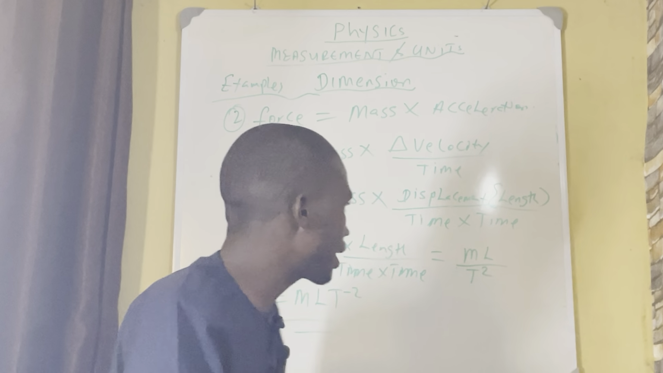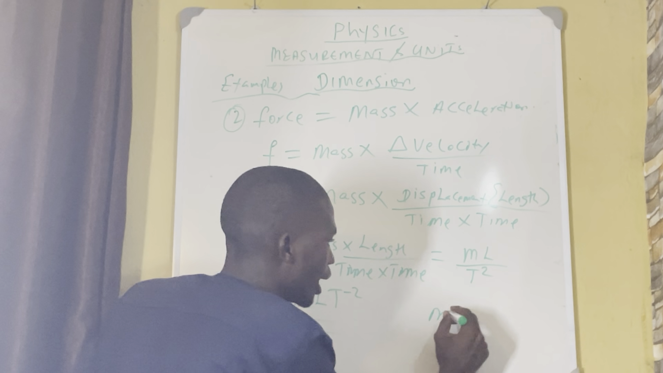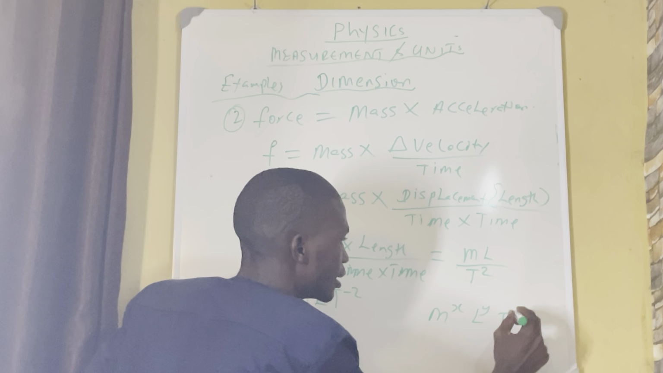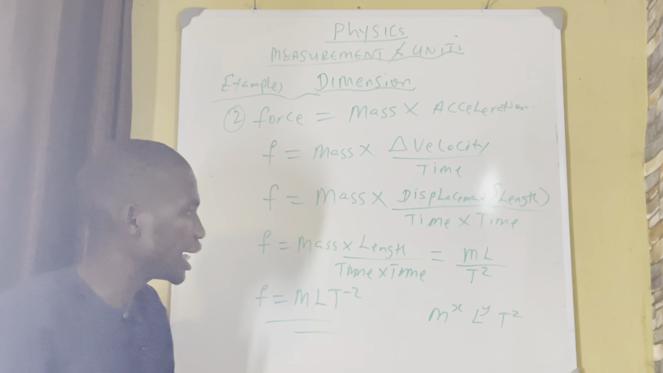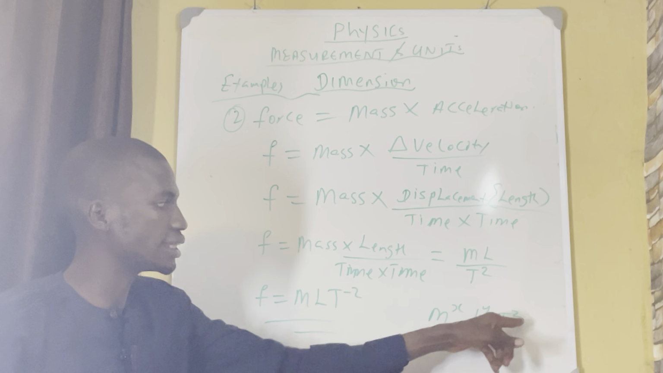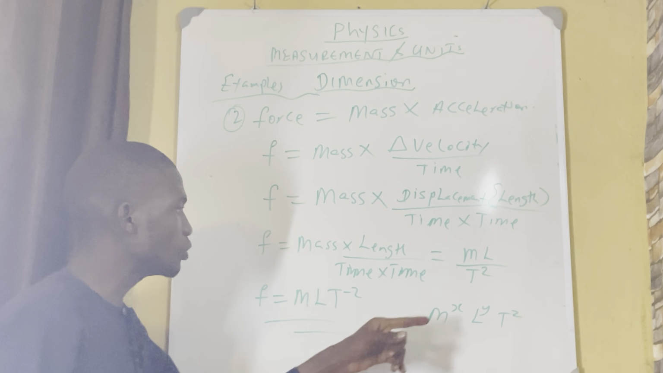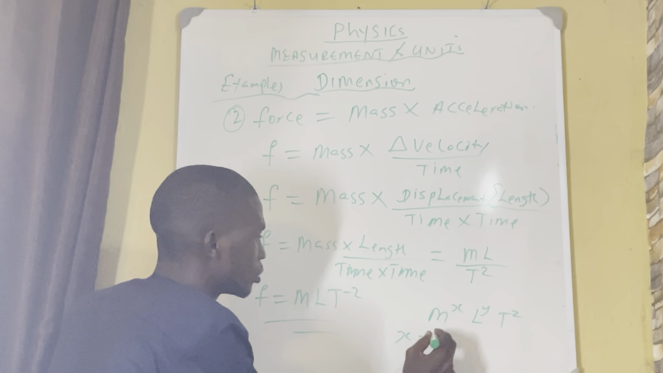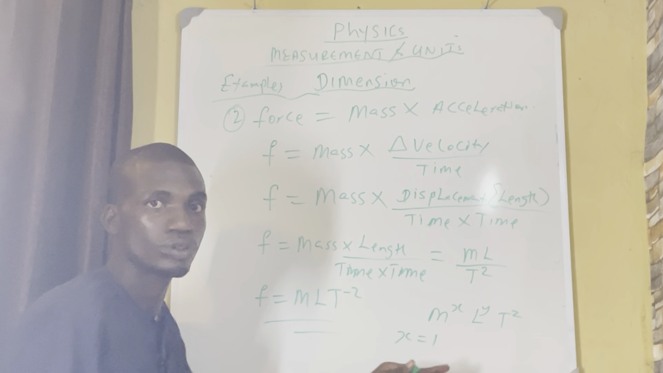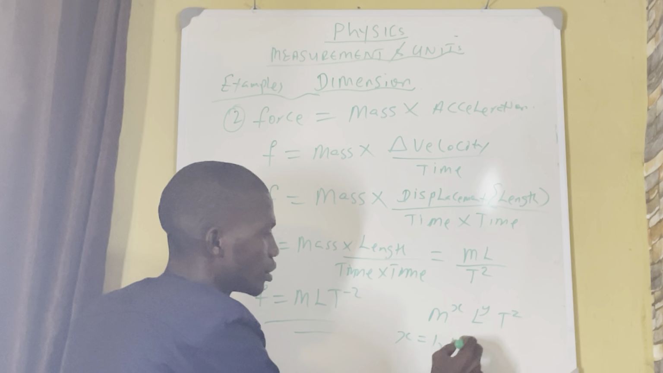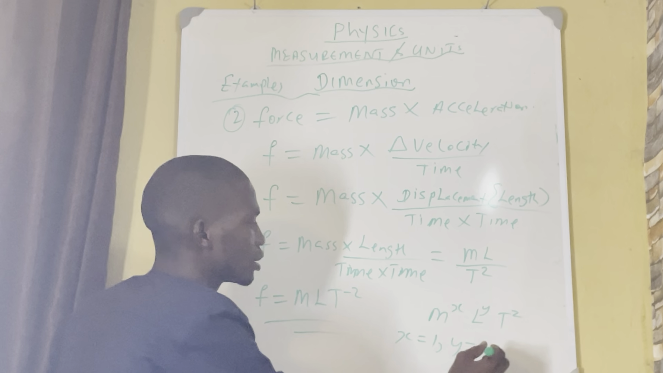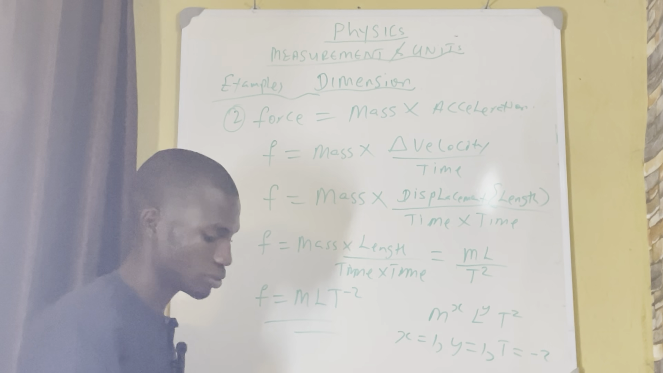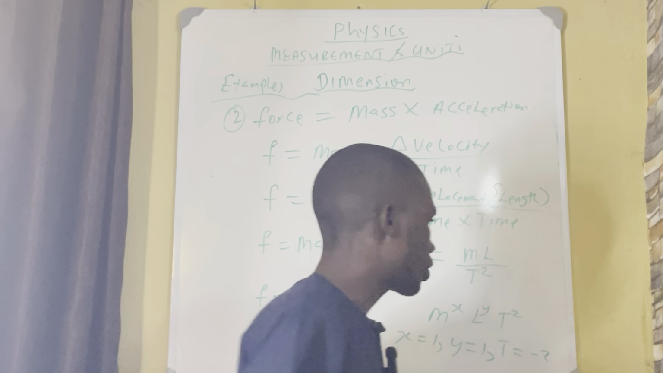Had it been they ask you something like M to the x, L to the y, T to the z, and they ask you to find the value of x, y, and z, what will you do? The values come from here. This one means 1, so x equals 1. This one means what? y equals 1. So t means minus 2.